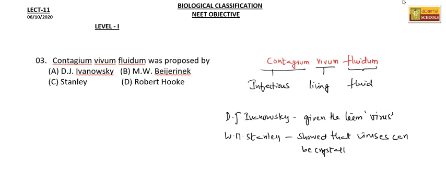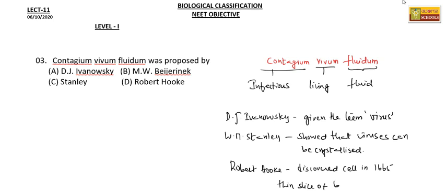And Robert Hooke discovered the cell in 1665, in a thin slice of bottle cork. So he discovered the cell for the first time in 1665. So the contagium vivum fluidum was actually given by M.W. Beijerinck. So option B is the right option.